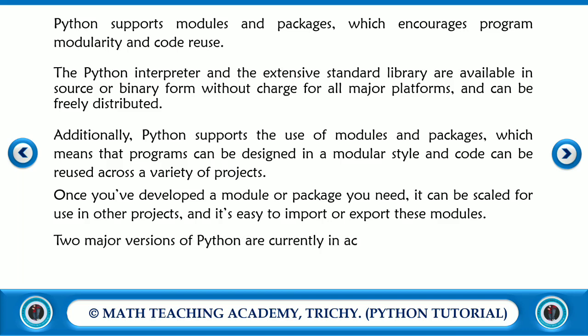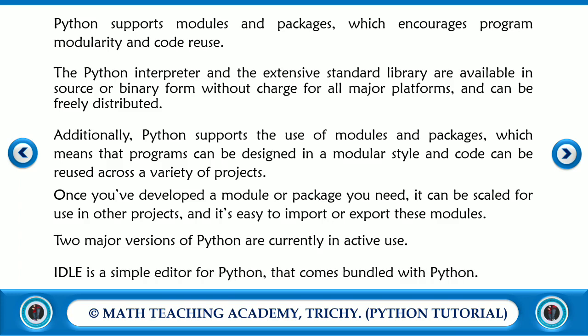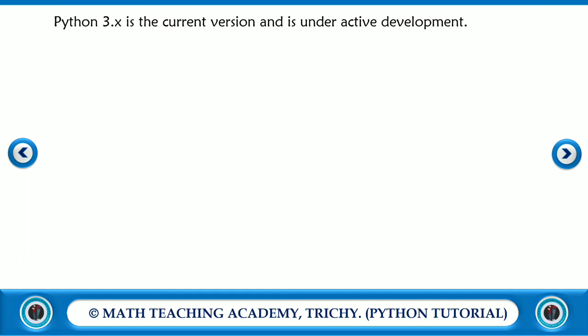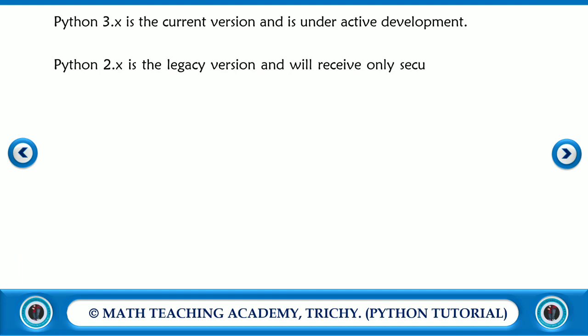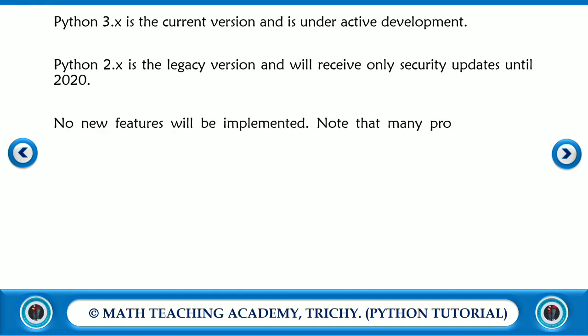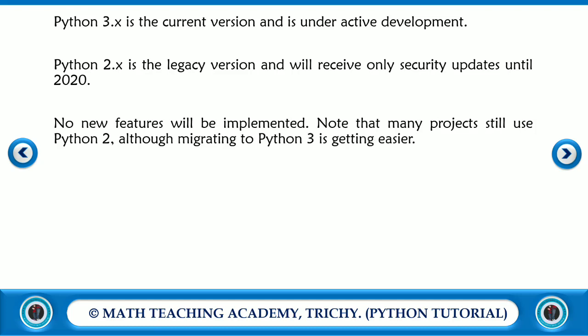Two major versions of Python are currently in active use. IDLE is a simple editor for Python that comes bundled with Python. Python 3.x is the current version and is under active development. Python 2.x is the legacy version and will receive only security updates until 2020. No new features will be implemented. Note that many projects still use Python 2, although migrating to Python 3 is getting easier.